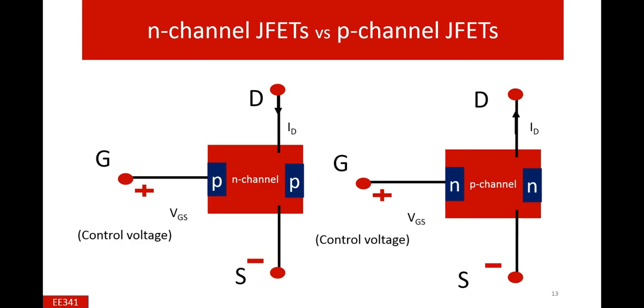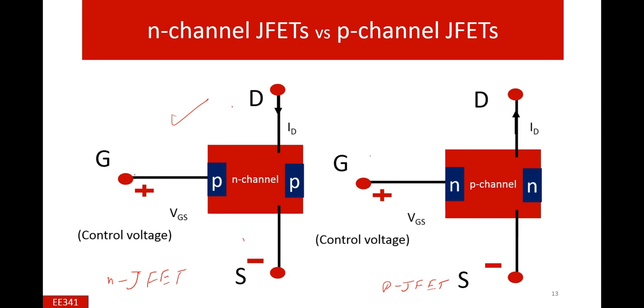So this is the comparison of N channel and P channel JFETs. This is the N channel JFET, and this is the P channel JFET. Gate, drain, source for the P channel, and again the control voltage is VGS between the gate and the source. So the main important concepts are related to the comparison of P channel and N channel JFETs.